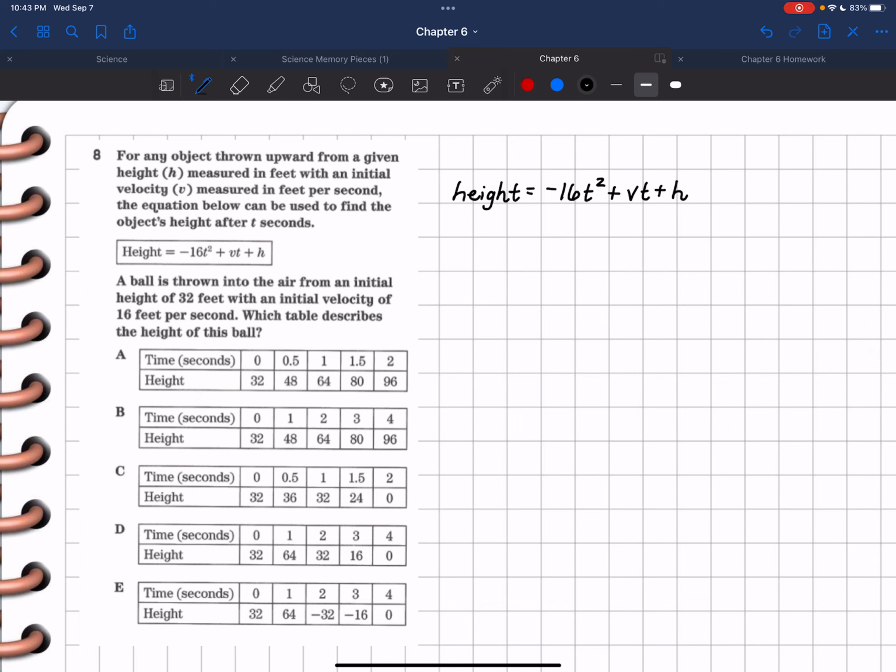A ball is thrown into the air from an initial height of 32 feet with an initial velocity of 16 feet per second. Which table describes the height of this ball? Well, the initial height is going to be 32. That's the starting height, because the ball is already 32 feet off the ground when it's thrown.